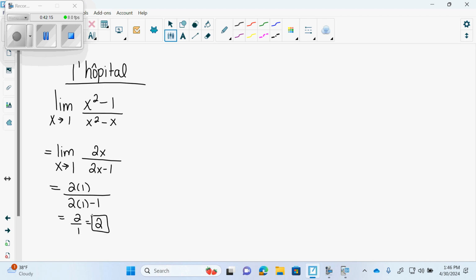Same answer as if I didn't use L'Hopital. So if I went x plus 1, x minus 1 over x, x minus 1, I would get 1 plus 1 over 1, which is 2. Now the catch is that sometimes we can't do algebra with it. We have to do L'Hopital, right? Like this one we could have done both, but not always. All right, so you guys try this one out.